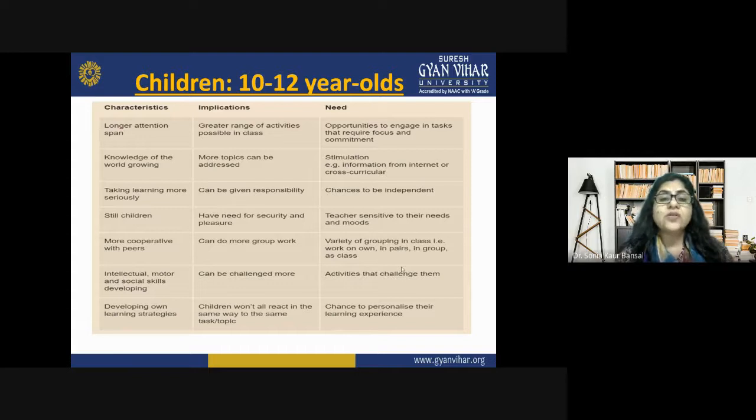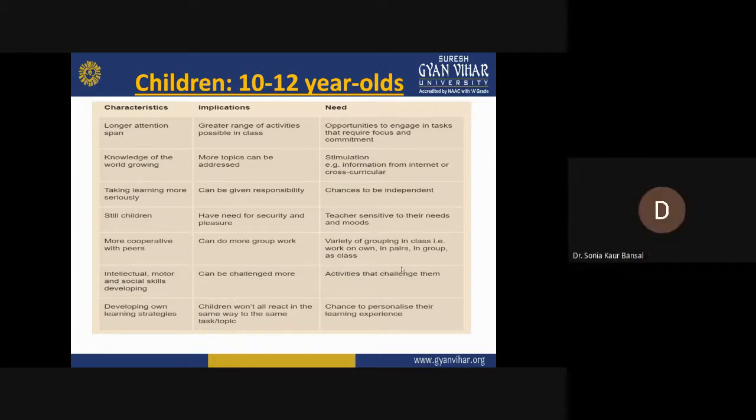And the child is also learning how to behave with others, how to develop social skills around the people with him. So it can become more and more challenging in such situations. So this is the need of that age: activities that challenge them must be organized by the teacher, whether it is developing their social skill, intellectual skill, moral skill, or motor skills.